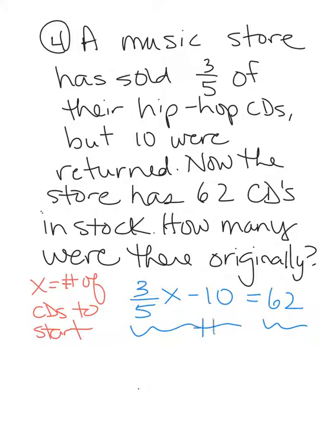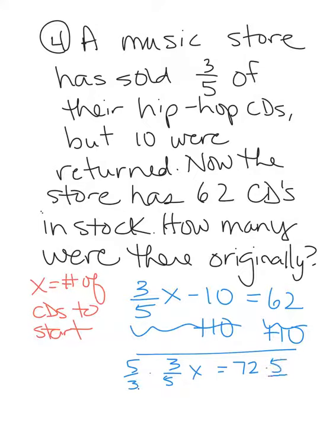So now again, I'm just going to solve for x. So I add 10 to both sides, and I have 3/5 x is equal to 72. Again, I can multiply by the reciprocal, or I can use my calculator, and 72 times 5 divided by 3. In the end, my final answer is going to be 120 CDs. That was my original CDs in stock.